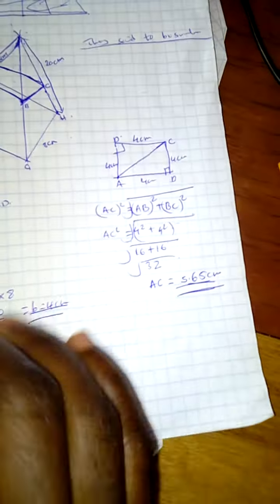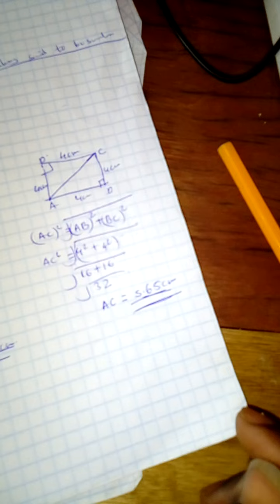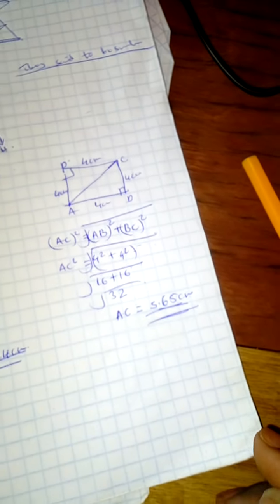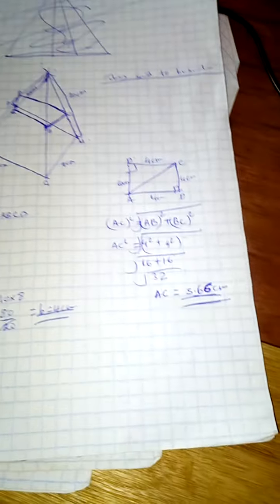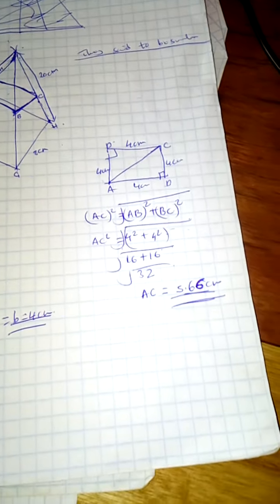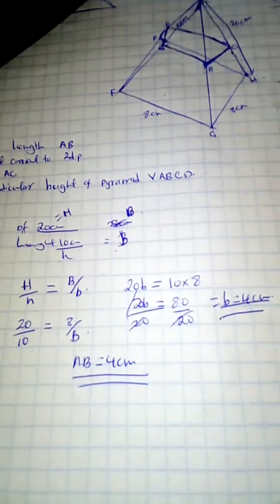Then the next question, they are saying to give the answer to 2 decimal places. 5.6568 can be 5.66 when rounded off.